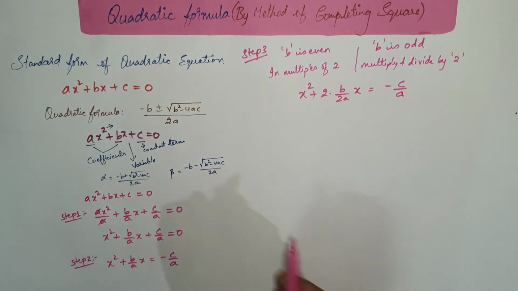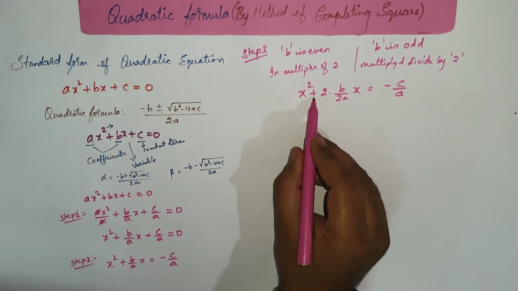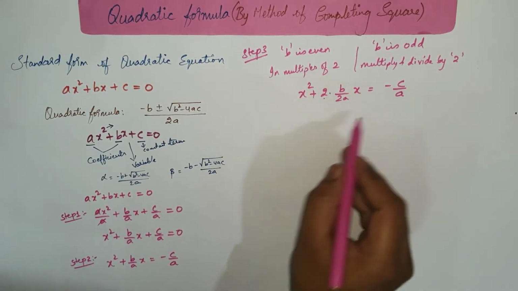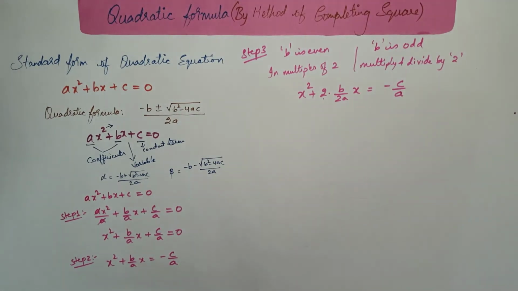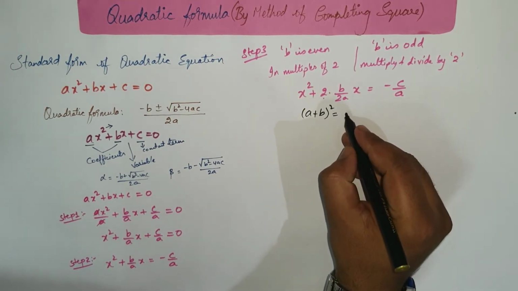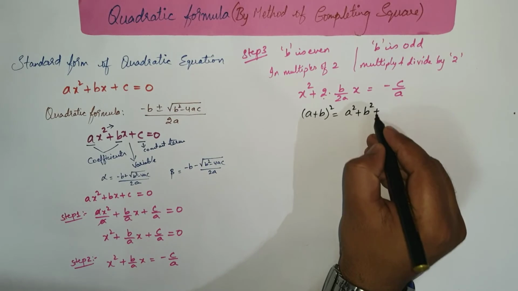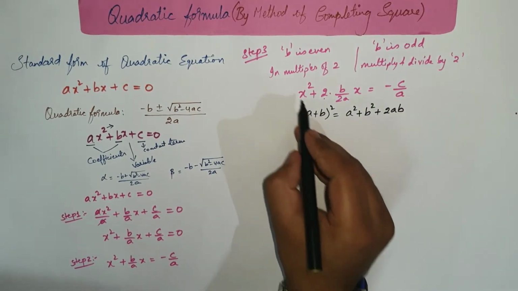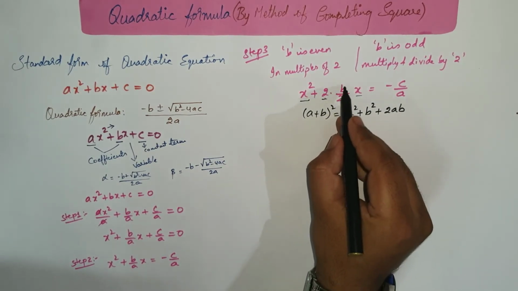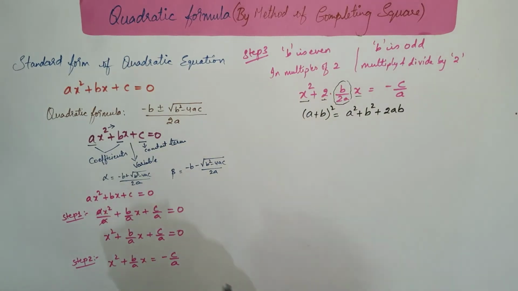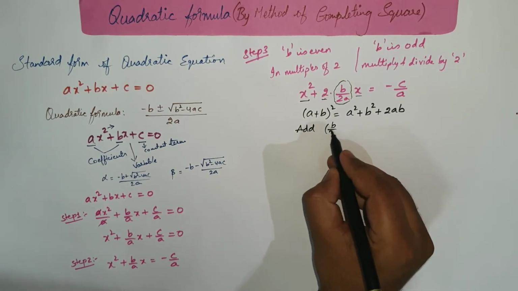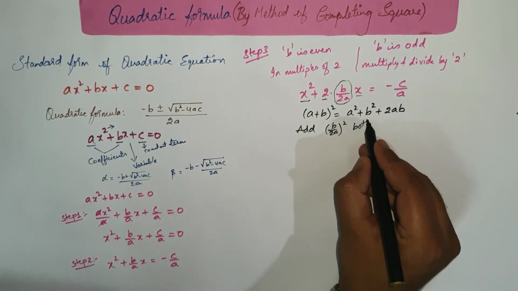Now if you observe this, it is in the form of a square plus 2ab. If there is b square over here, then this will be in the form of a plus b whole square. You know the formula of a plus b whole square, that is a square plus b square plus 2ab. So in this, x is a, and in 2ab, this value will be b. So add b square, that is b by 2a whole square, on both sides.